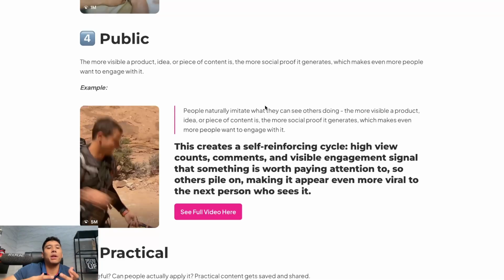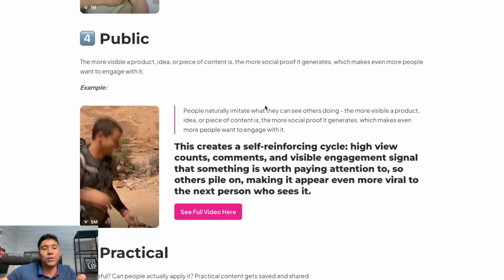Number 4 is public. Basically, the more visible a product, idea, or piece of content, and the more social proof it generates, the more people want to engage with it. It's the same principle as if you see a long line in a restaurant, you would definitely be curious, okay, how good is this restaurant if loads of people are queuing to get in to eat the food, right? So it's the same thing in terms of content. This usually works if they see something like, for example, this is the video that we did for Bear, which has 5 million views.